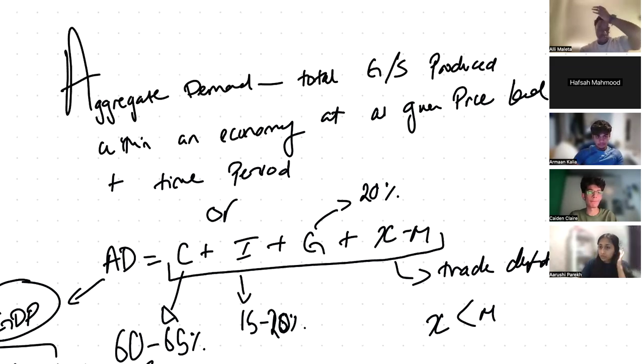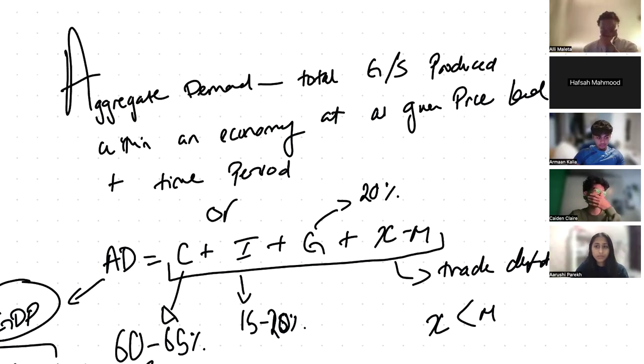Yep. All right. So in terms of the components, we will just have to fly through them. So consumption. Like we said, consumption is going to be household spending, so the goods and services demanded by households. What factors do you think will affect consumption, or household consumption?